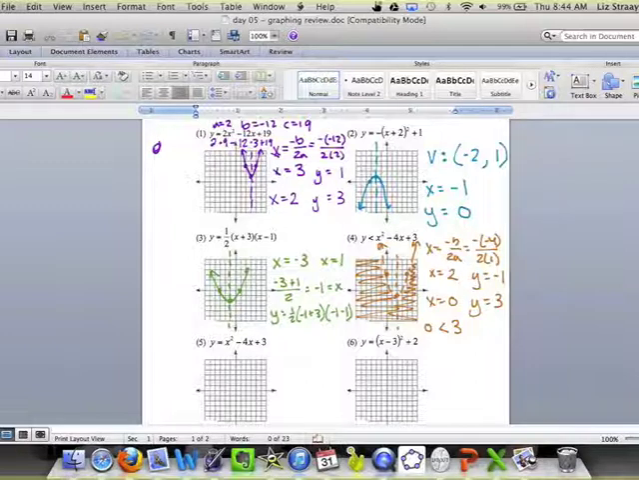Number 6 is what form? Vertex form. Where is the vertex going to be? 3, 2. Opposite of inside, come outside. Then you pick anything you want for your x value. I usually try to pick something close to my vertex, so I'm going to pick 4. And I plug that in, and I get 3.